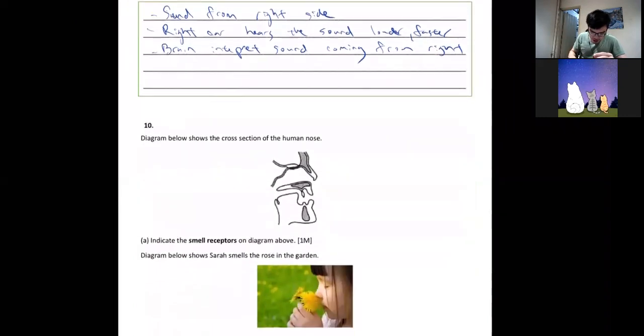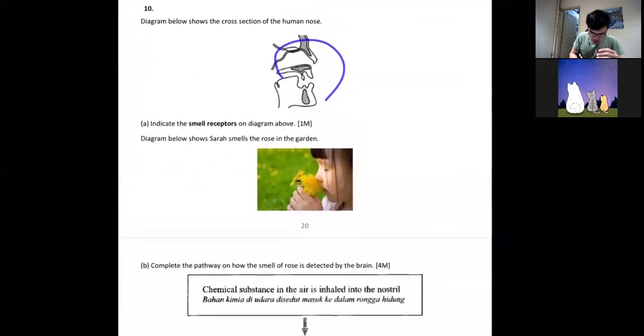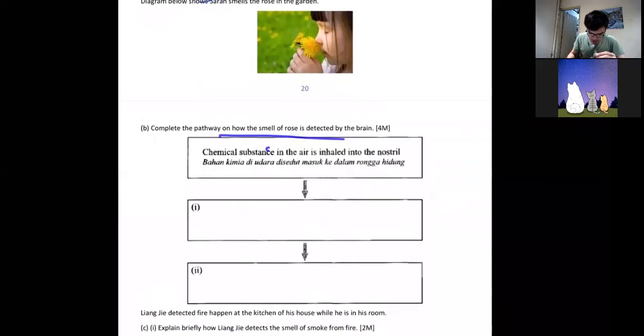Okay, so I'm going to give short answer. So number 10, this is a human nose. So indicate the smell receptor. Your smell receptor is over here. Okay, so complete the pathway on the smell of rose detected by the brain.